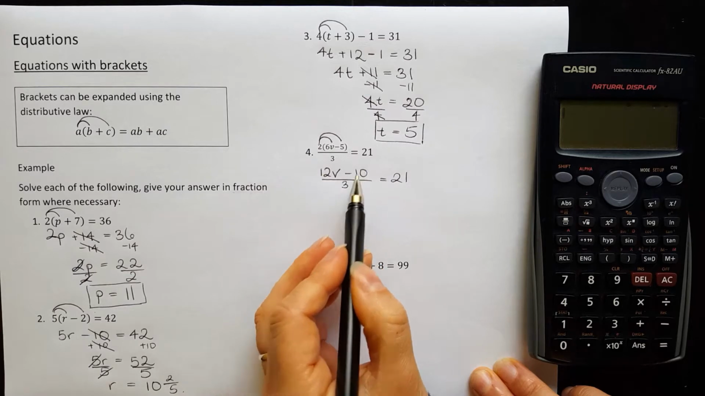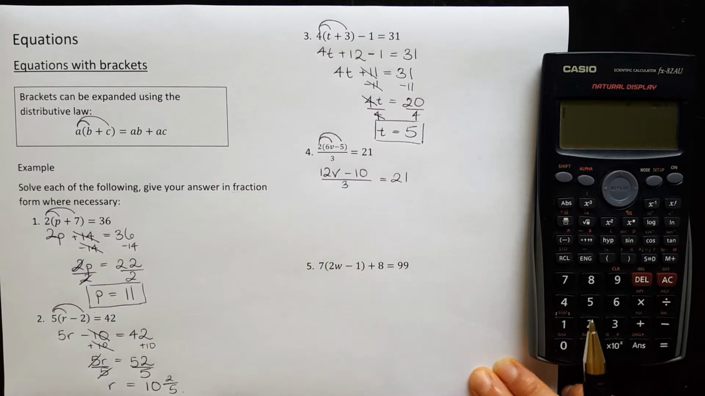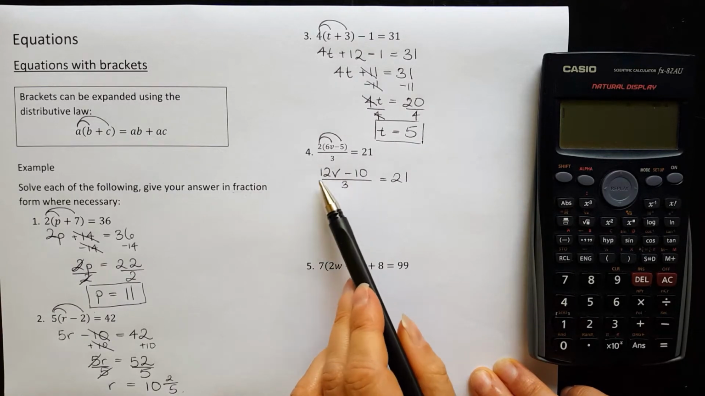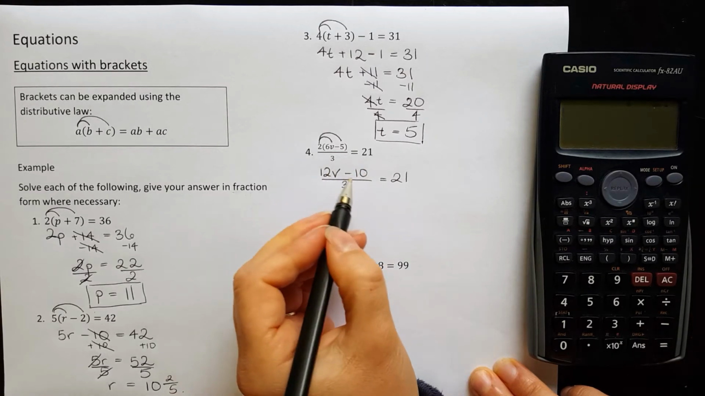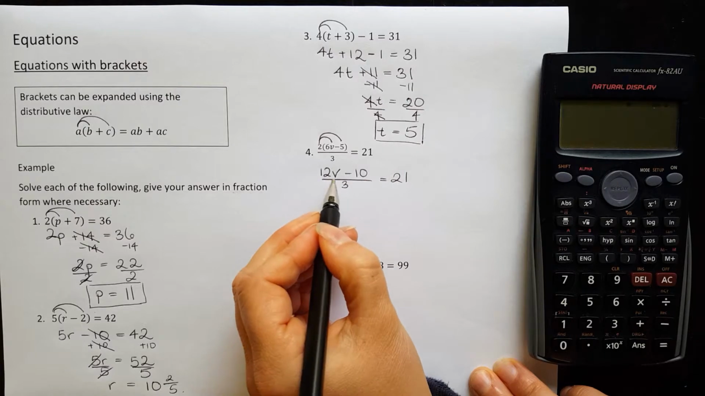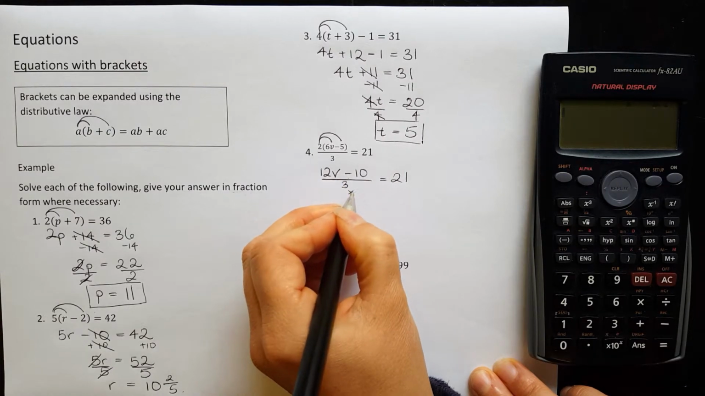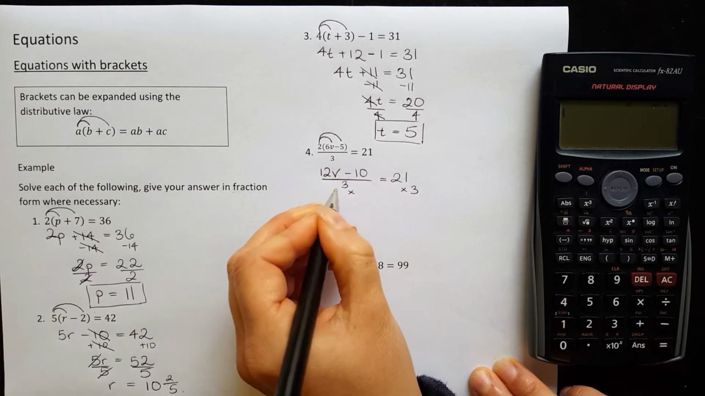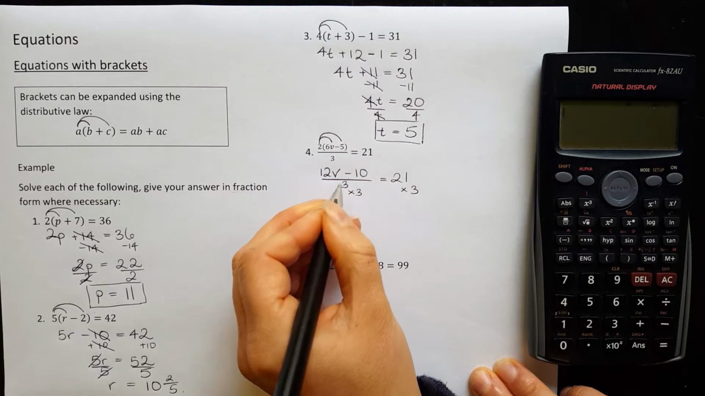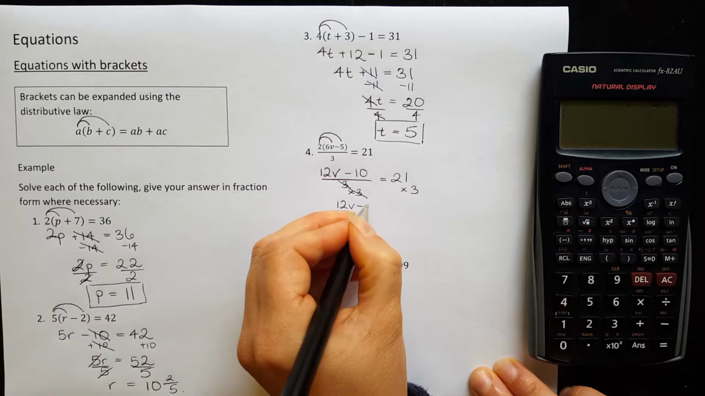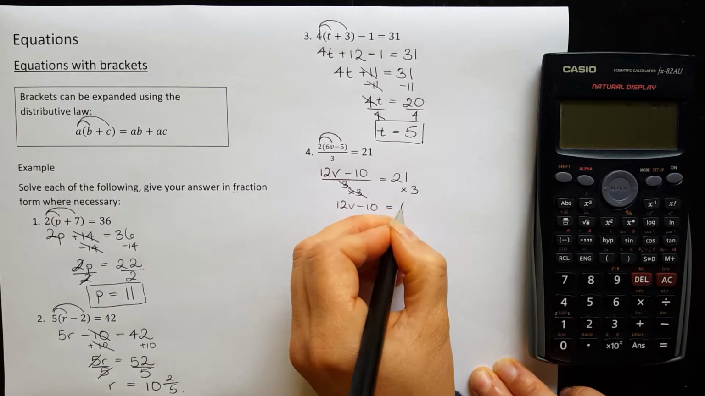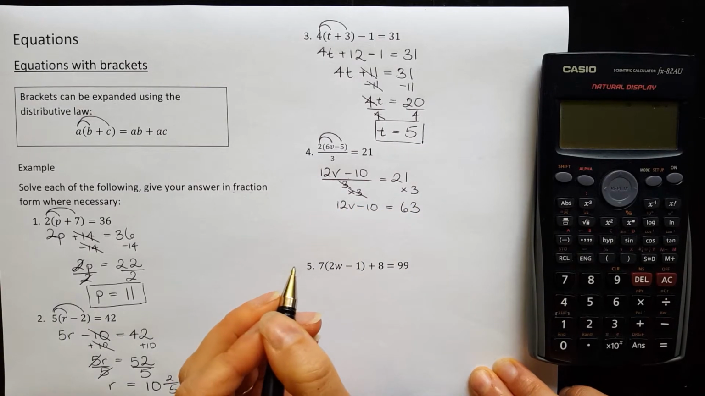There's actually 3 numbers here that we need to move away from the V. First of all, I need to move this 3 because it's impacting on these other numbers up here. So it needs to go first. This line here means divide by 3, so I have to times by 3. Okay, that gets rid of that. So I have 12V minus 10 is equal to 63.